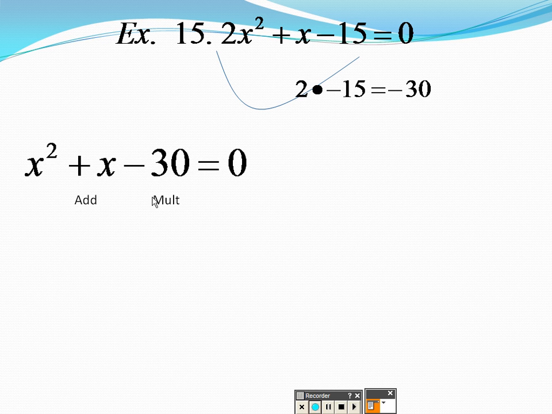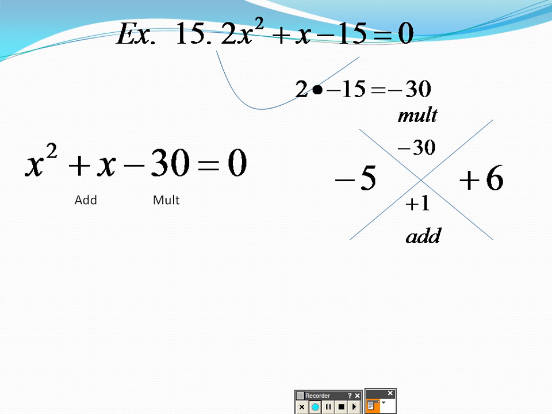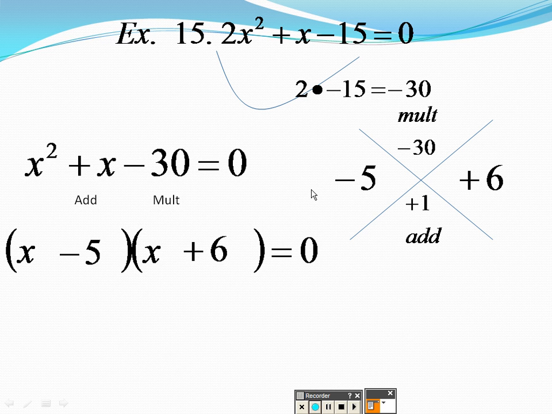So what two numbers multiply to give you negative 30 that also add to give you 1? Well, what comes to mind for me? A positive 6 and a negative 5. So when we separate these, there's my x's out in front. I put my minus 5 and my positive 6 right in there.